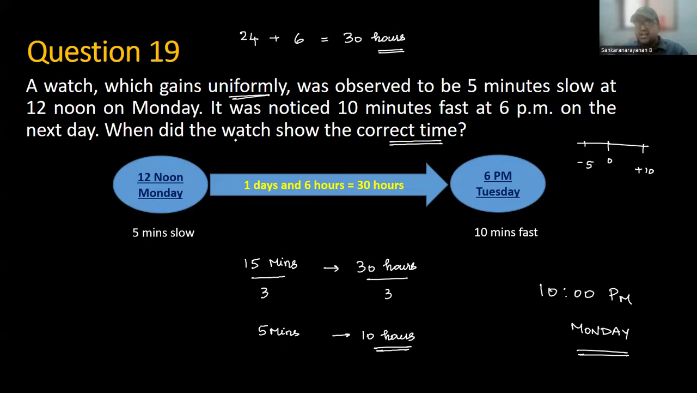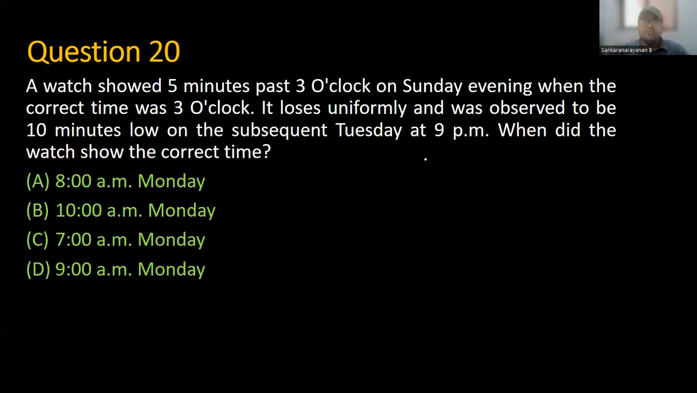The question is when the watch should have shown the correct time. I can say on Monday, 10 p.m., the same day, the clock would have shown the correct time. 10 p.m. Monday will be my answer here. Okay, let's practice another question here.